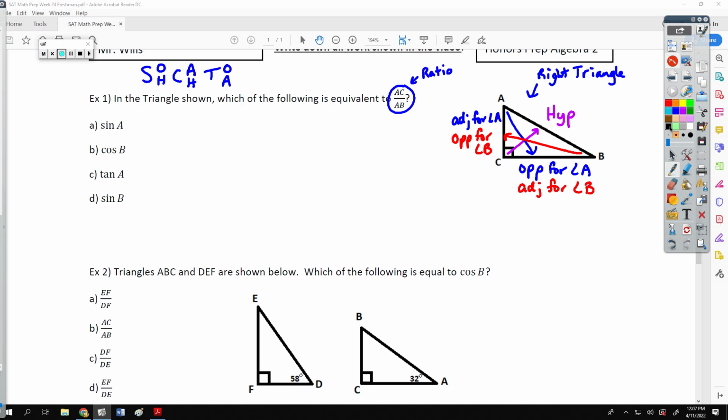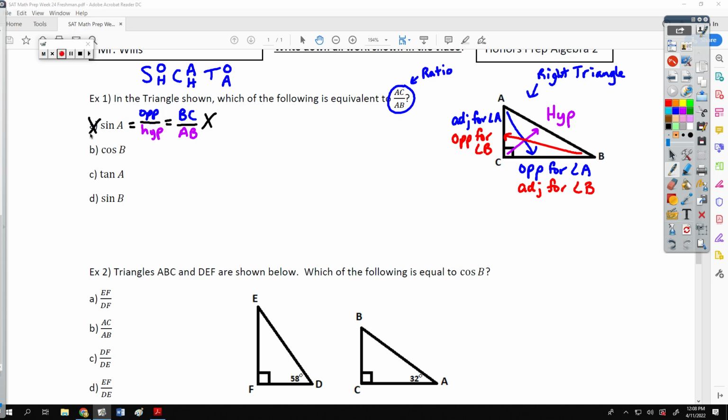So for instance, sine of A is the one that I put in blue. So since sine is opposite over hypotenuse, that would be the blue opposite over the hypotenuse. In other words, that would be BC over AB, which is not the correct ratio. That is not what we're looking for. So that is not the correct answer.